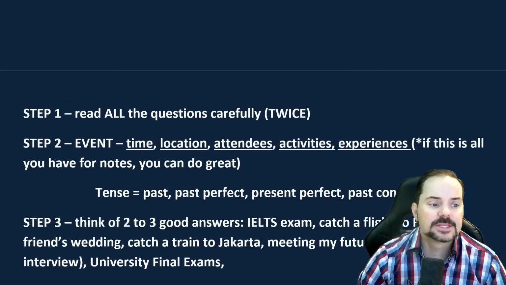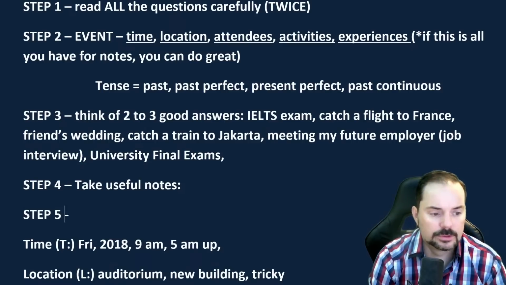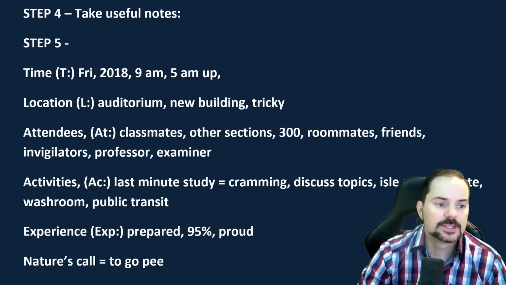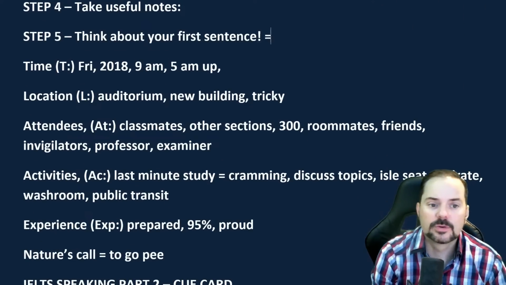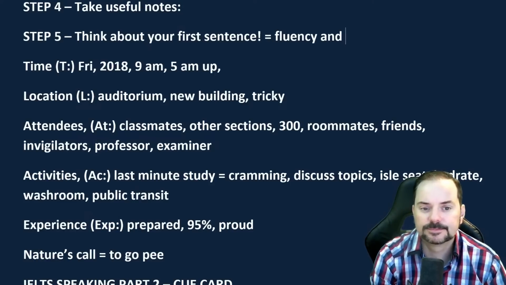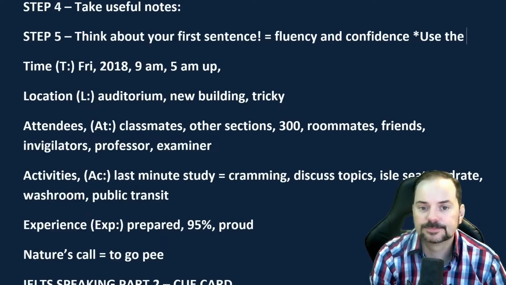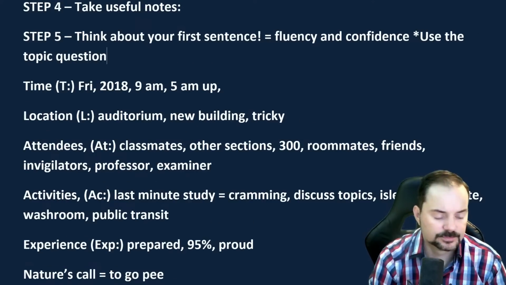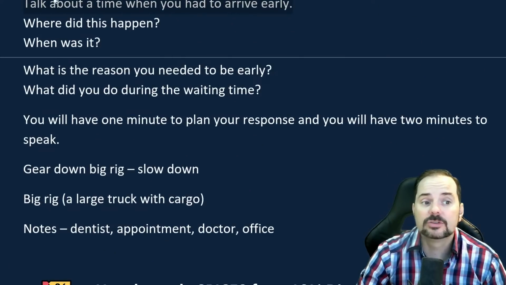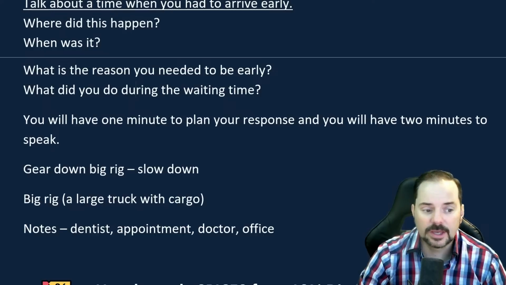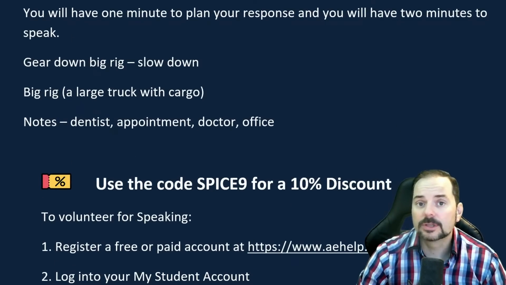So as the last step, step 5, you need to come up with that first sentence, right? So think about your first sentence. This will create fluency and confidence. For this, use the topic question. Okay, so here the topic question is, talk about a time when you had to arrive early. Okay, so, and again, remember numbers, it's time, right? Early, so you need to use numbers.